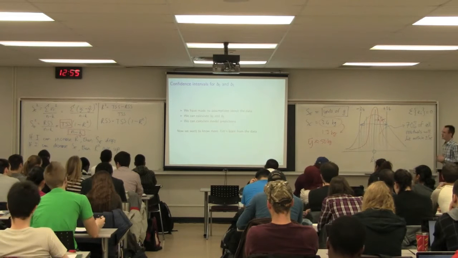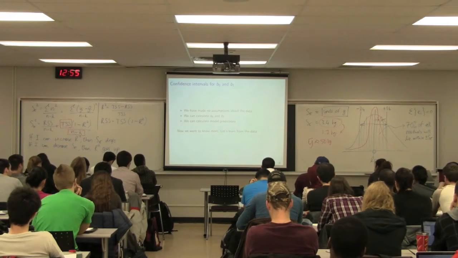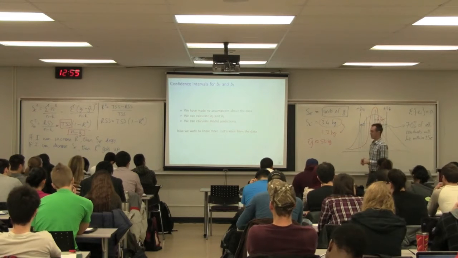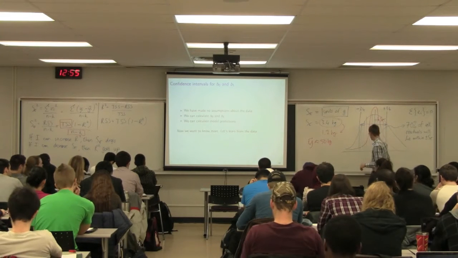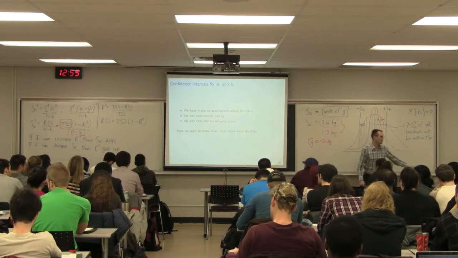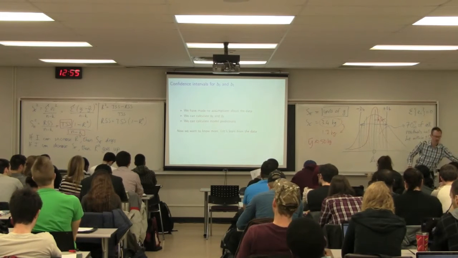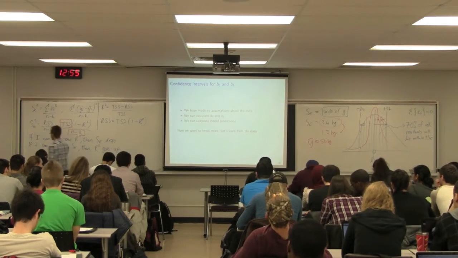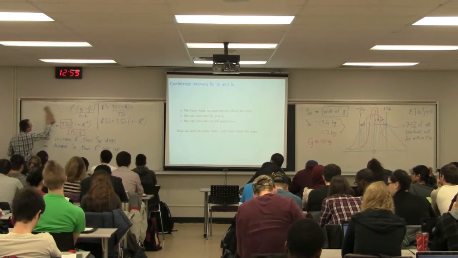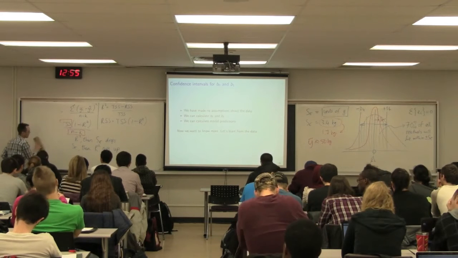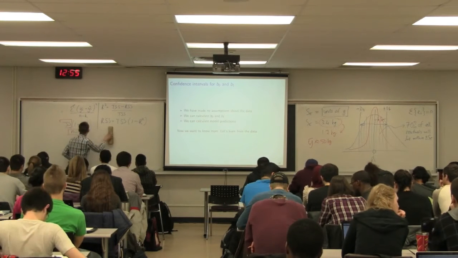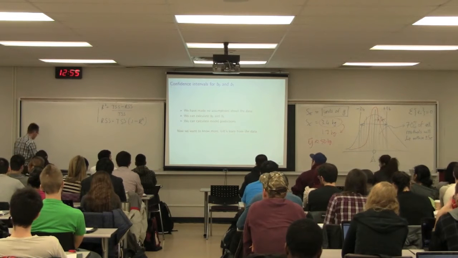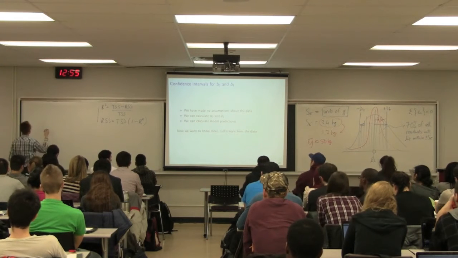Now, where I'm heading in this next section is that we're also going to want to build confidence intervals for our regression parameters, B0 and B1. So, a quick recap of confidence intervals here. What we're going to head towards is finding bounds. Confidence intervals, recall, are all about lower bounds and upper bounds. We're going to try and find lower and upper bounds for beta 0 and beta 1.